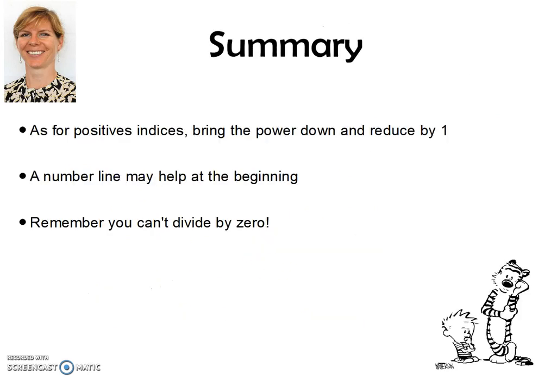So that's it for differentiating polynomials with negative indices. As you can see, it's the same as positive indices. Bring the power down and reduce by 1. You may find that a number line helps at the beginning. Now, I know this seems a little bit sort of year 7, but when you're doing all this stuff for the first time, or maybe the second time, it can be a little bit confusing. So if you're doing something and think, oh gosh, I had a -3, which way am I going? Okay, you know that you started at -3, you're reducing by 1, going to -4.